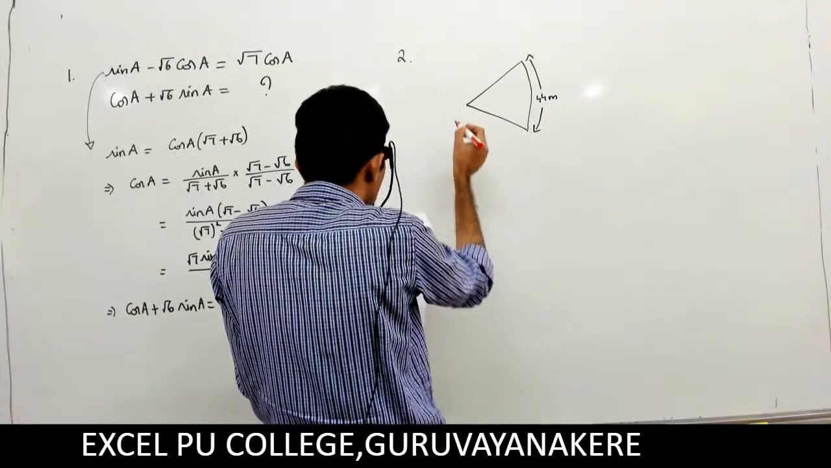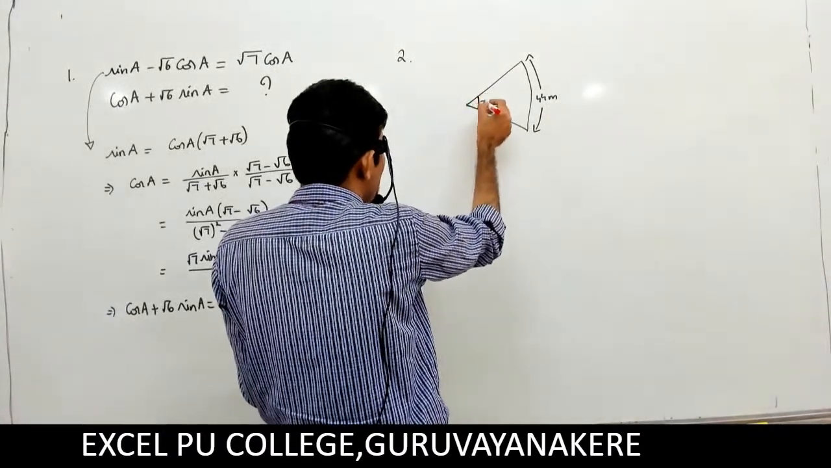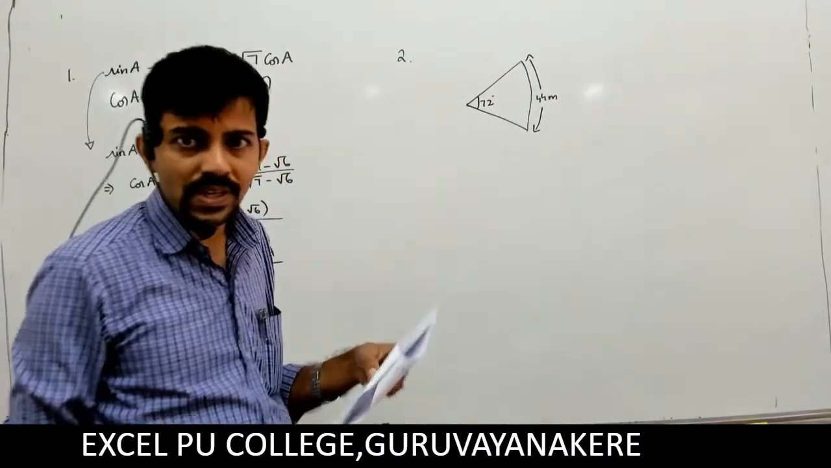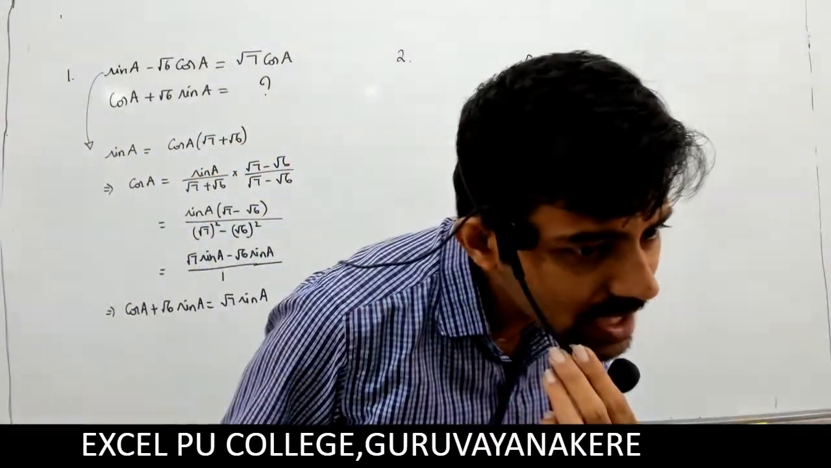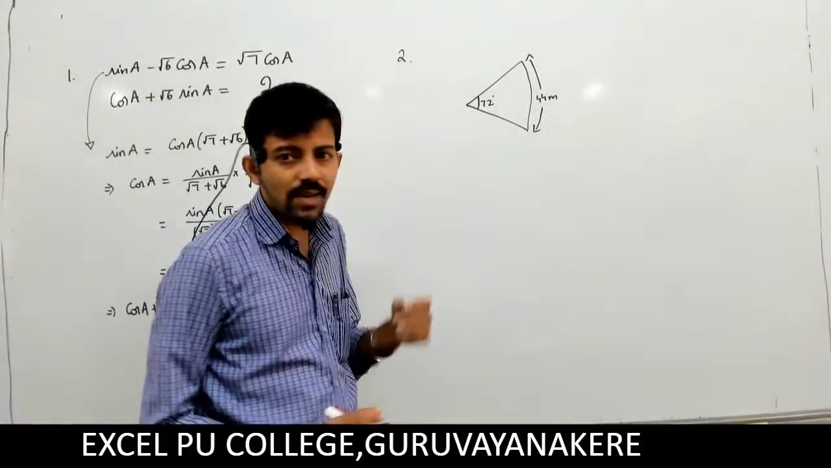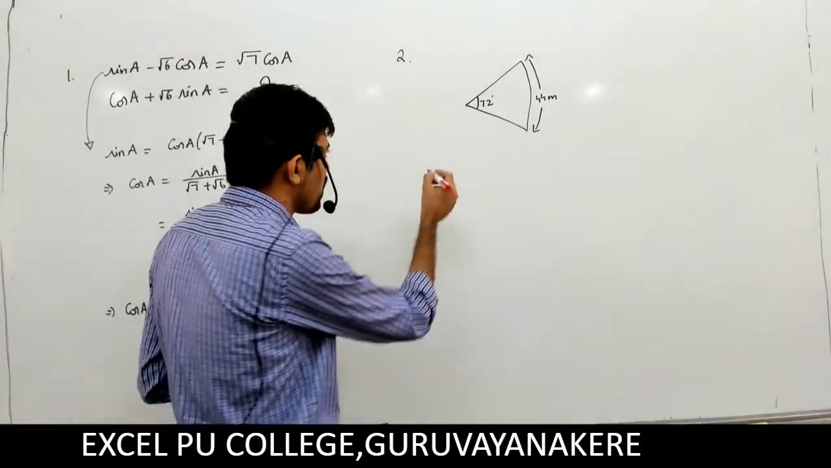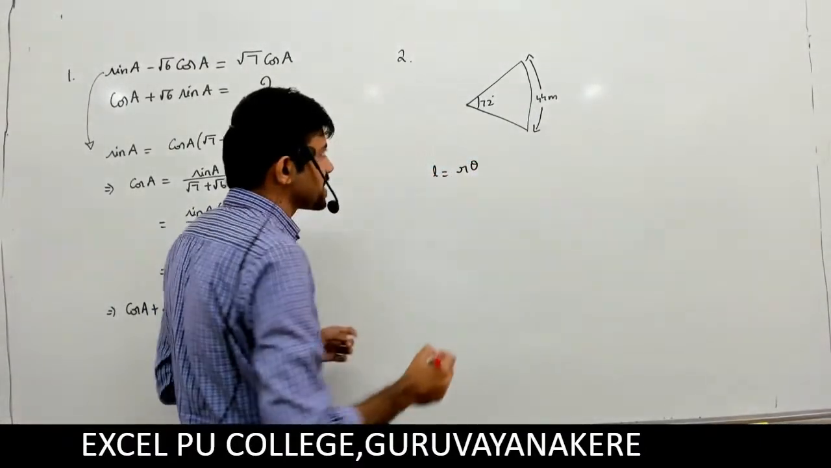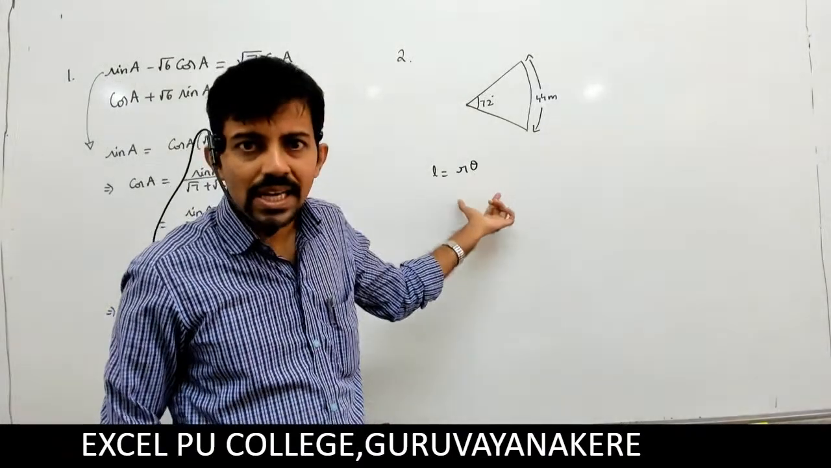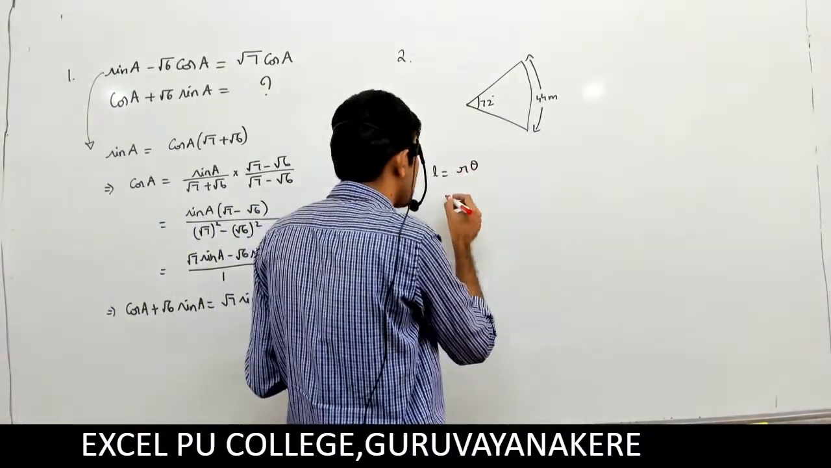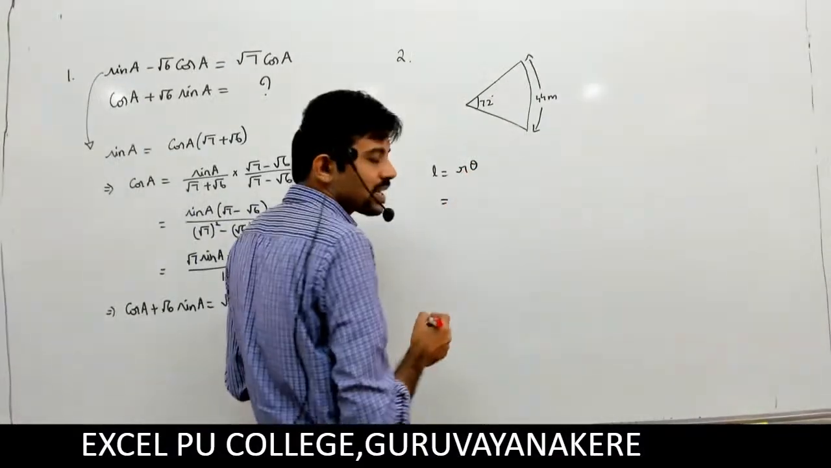When it has traced an angle of 72 degrees at the center, find the length of the rope. Here which formula is applicable? We know the length of the arc is equal to radius into angle subtended at the center. It is this formula, L equal to r theta.